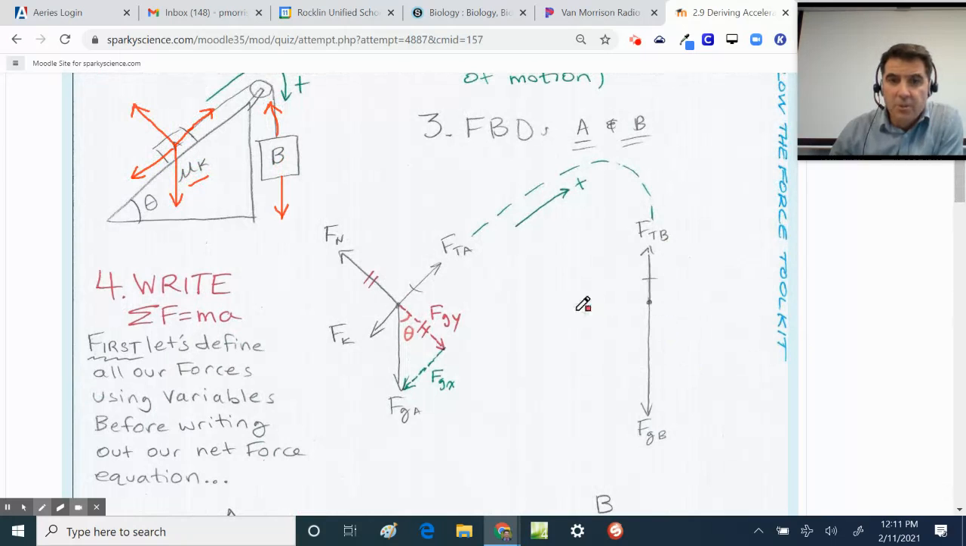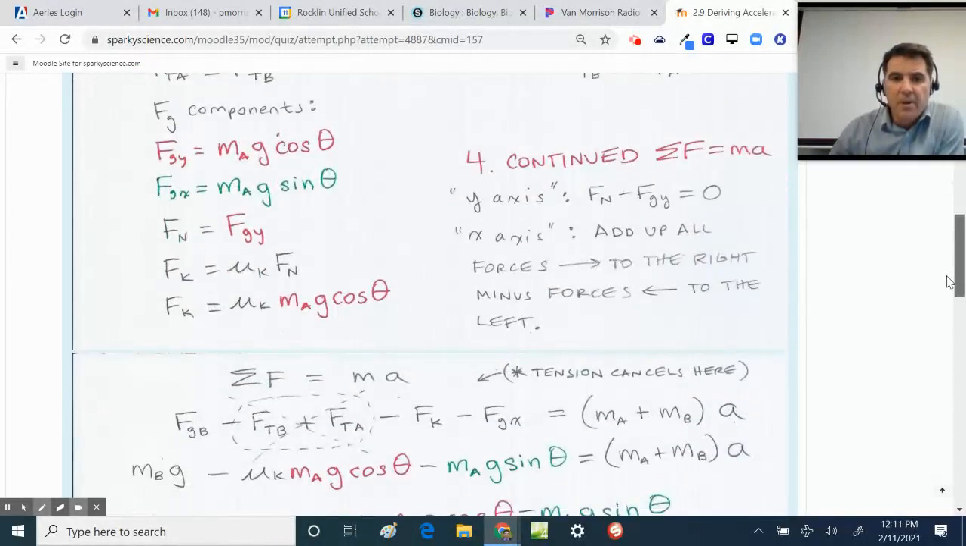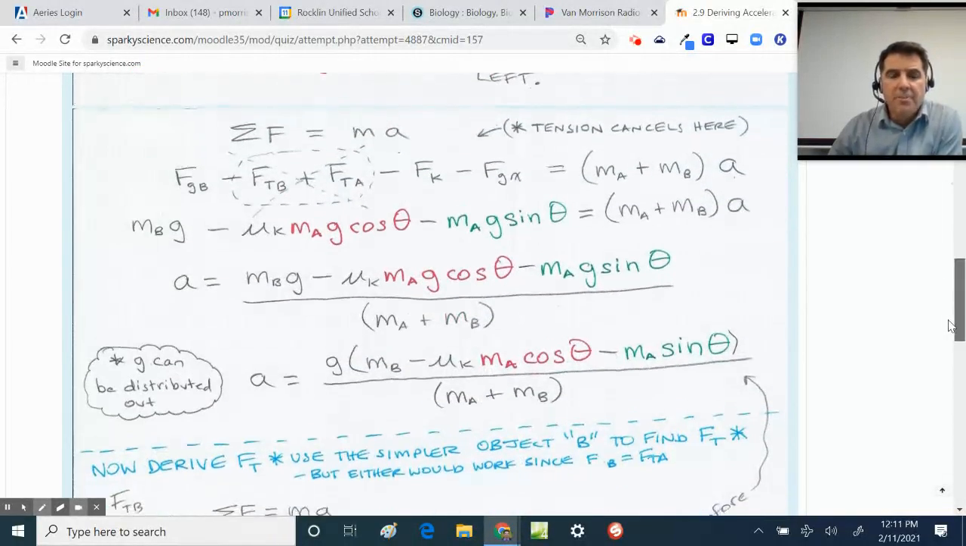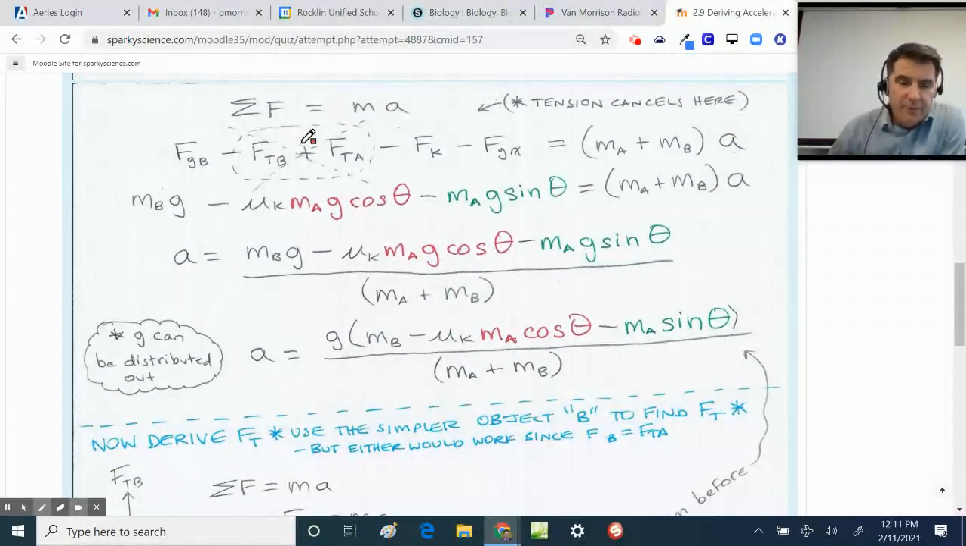We have a force to the right, which is down, which is pulling us over the pulley down the hill or over the edge of the hill, and that's FGB. And then the force of tension pulling forward, the force of tension pulling back, the force of kinetic friction going backwards as we drag up the hill, and the force of gravity in the x direction pointed down the hill. And so we're going to make a statement with those items. The sum of the forces is always equal to ma. That's the Newton's second law statement.